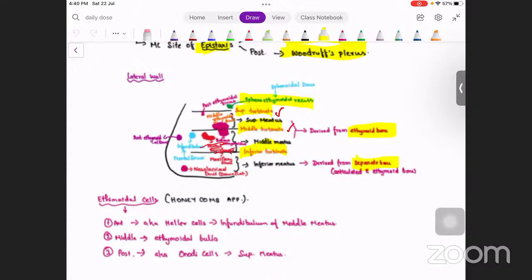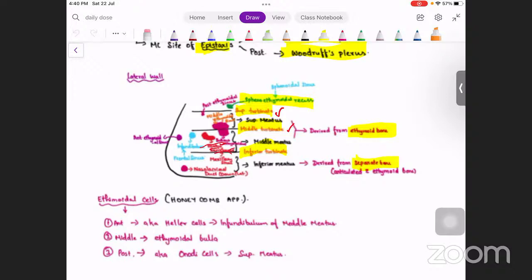Very, very classical MCQs. Till now, this is what they have seen in ENT. Nasolacrimal duct drains into where? Inferior meatus, which is below the inferior turbinate.